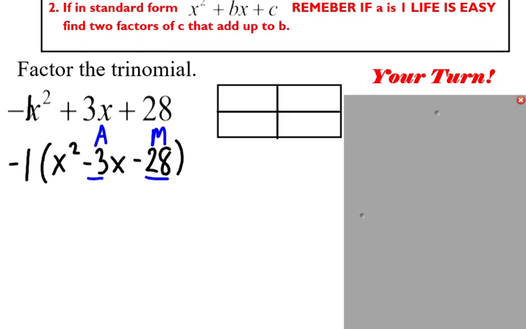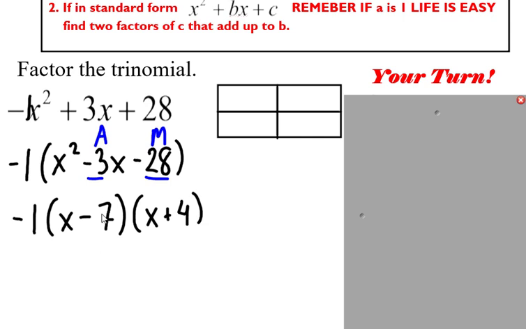So you think through your combinations. 1 and 28, that's not going to work. They're too far apart. 2 and 14, too far apart again. 4 and 7, though, are 3 apart. So that has to be the combination, and the negative needs to be with the 7 so that when they add up, they're going to add up to be a negative 3. Negative 7 plus 4 makes negative 3. Negative 7 times 4 makes negative 28.